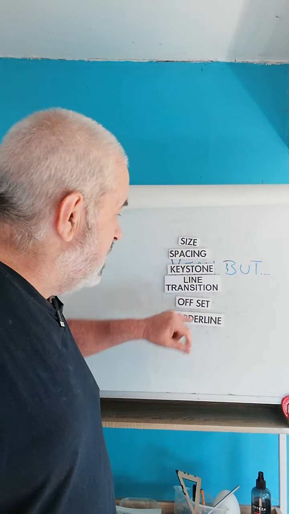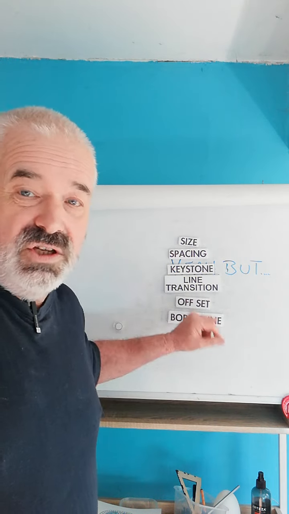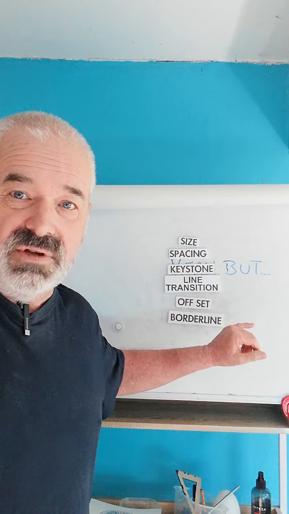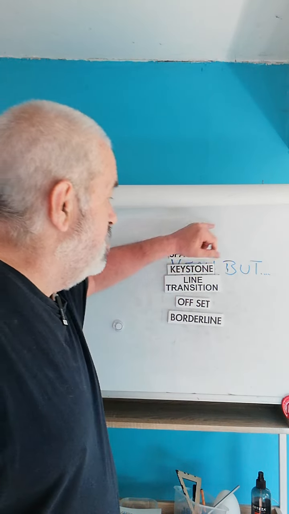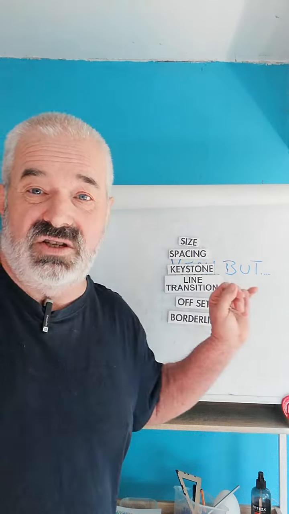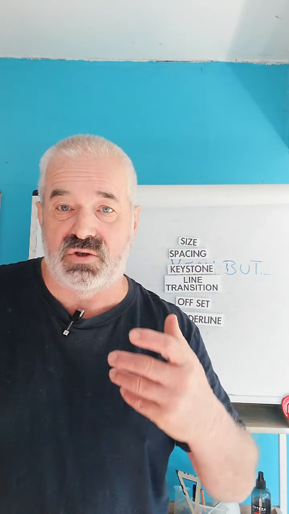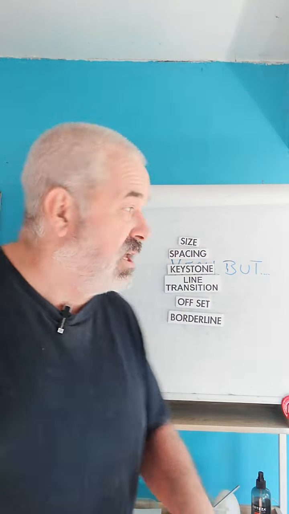Okay, you're going to get inconsistencies in these. Offset, there's a particular design which you don't offset them. Borderlines, you will see mosaics without some of the borderline, but borderline is still always there. Yeah, but you will see inconsistencies in this because what you are looking at is individual mosaicists, individual workshops applying to their standard of work.